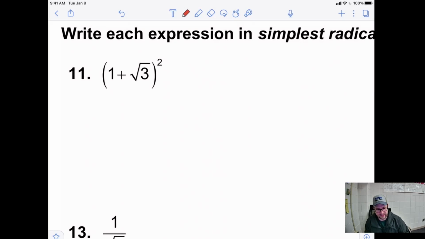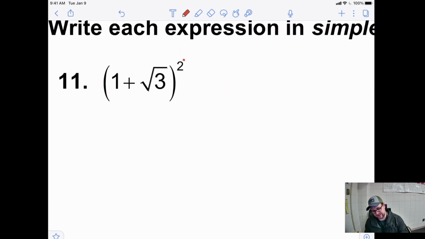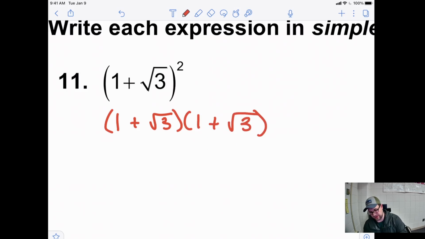Here we go. Ready? Whenever you see this, kids, this is a trick question. Anytime you want this, you cannot distribute this in. This is a trick question in math, and they're trying to get you. What you need to know about this is when you see this, this means write it twice. So I have 1 plus the square root of 3 times 1 plus the square root of 3.